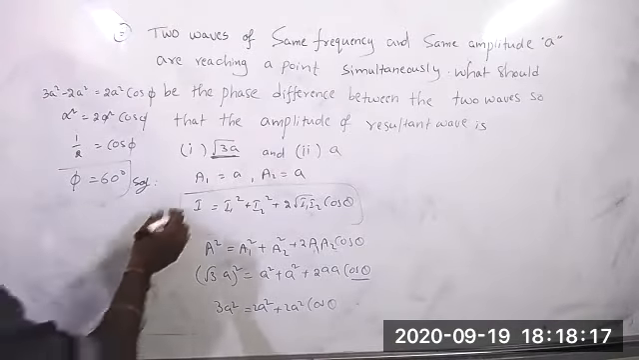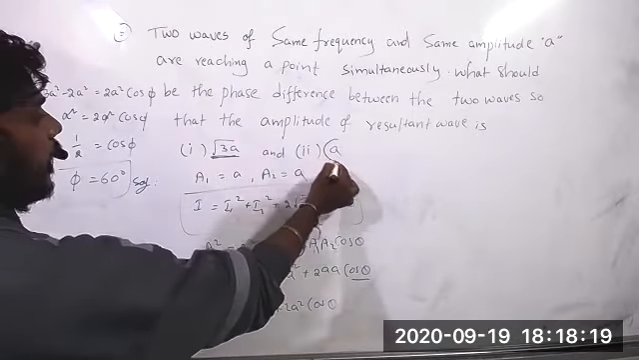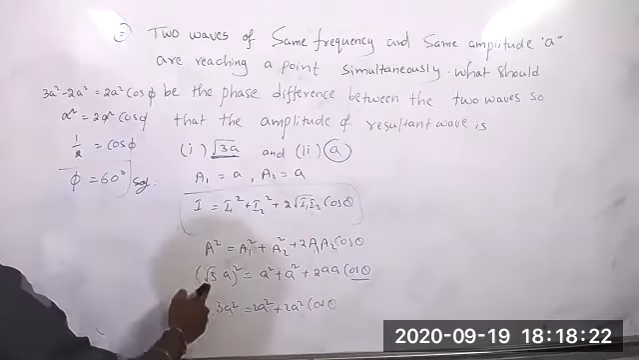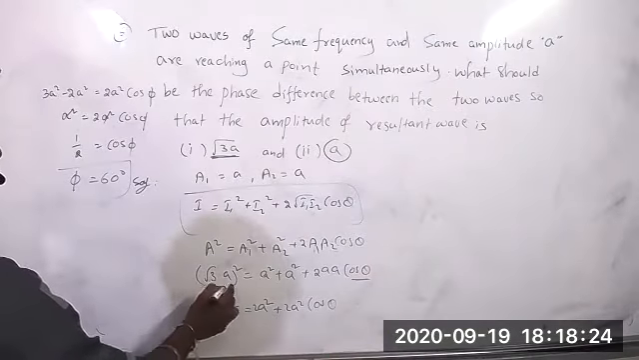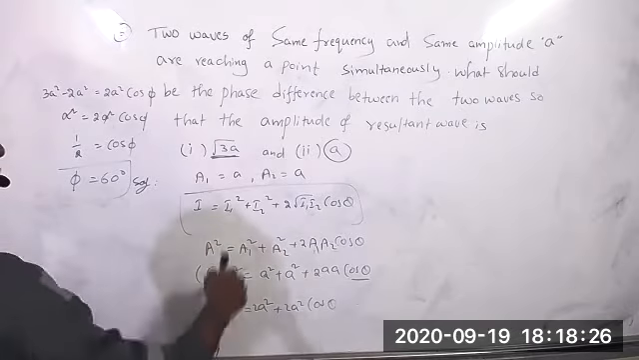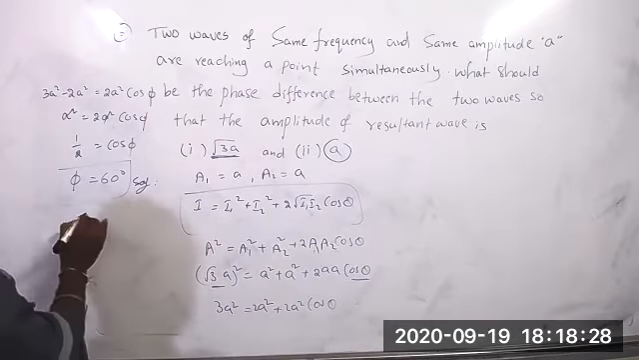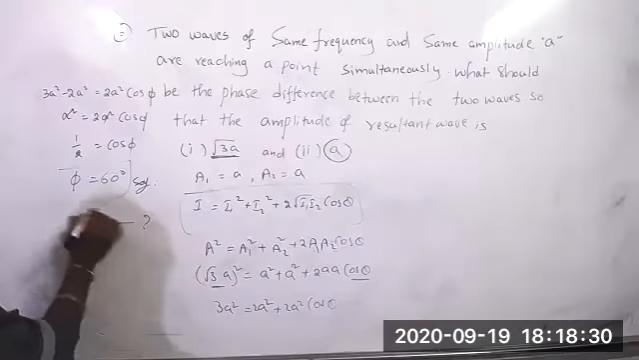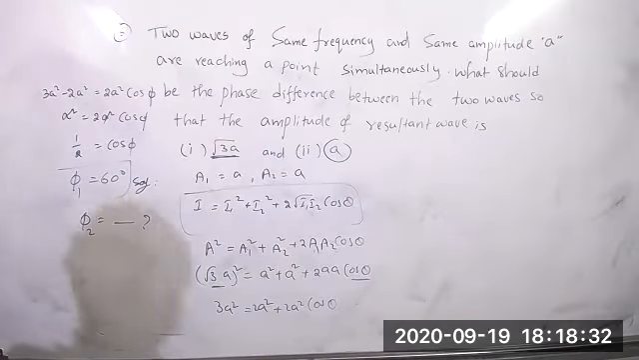Next, this time you have to take a. In place of the a square, we had taken root 3a square first. Next you have to take a. So how much angle you are getting, you have to find. Tell me the second one. Try to solve that.